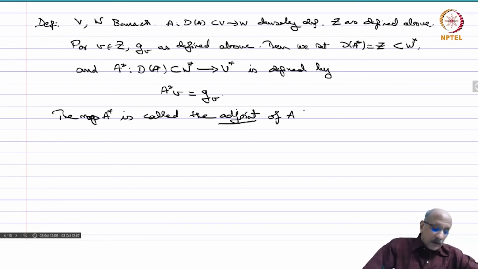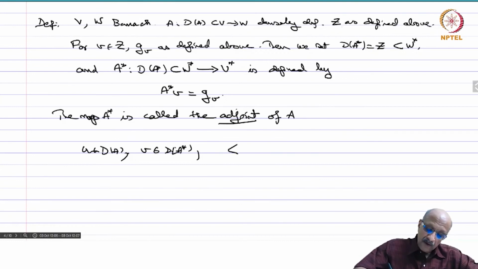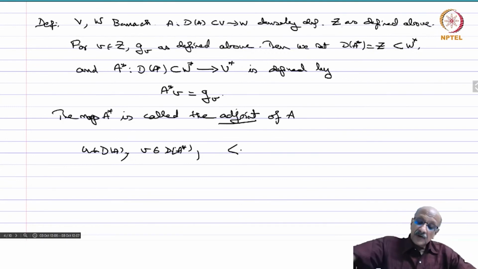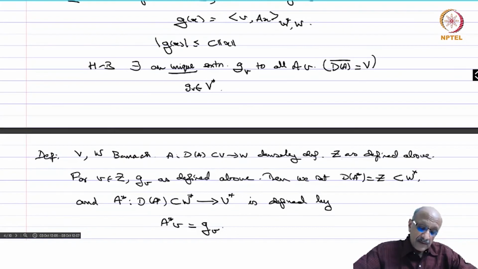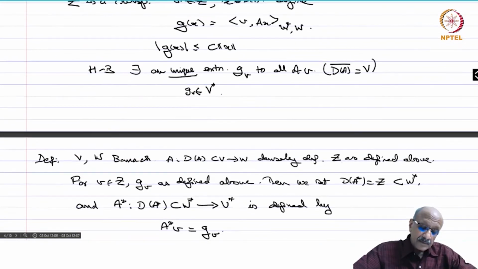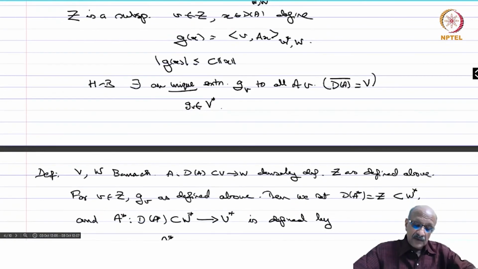So the important characterization is: if u belongs to D of A and v belongs to D of A star, you have from the definition of the adjoint... What is the definition of the adjoint? Here it is, v of Ax.